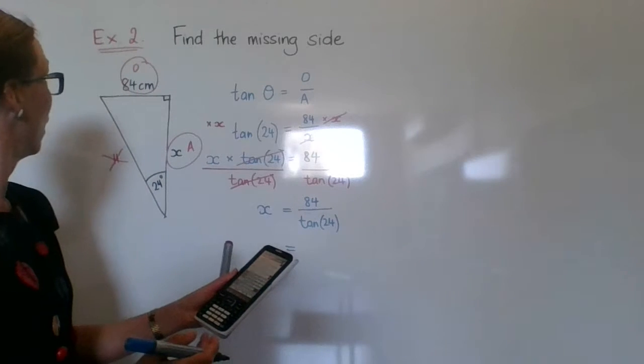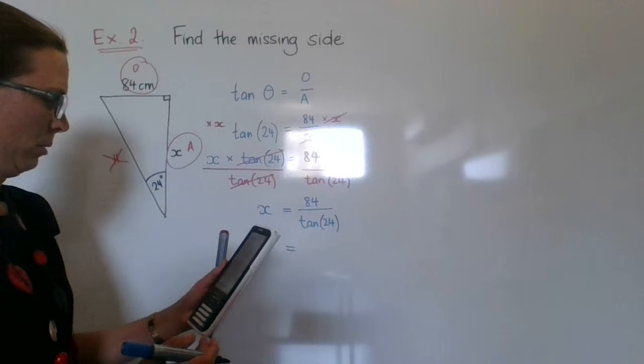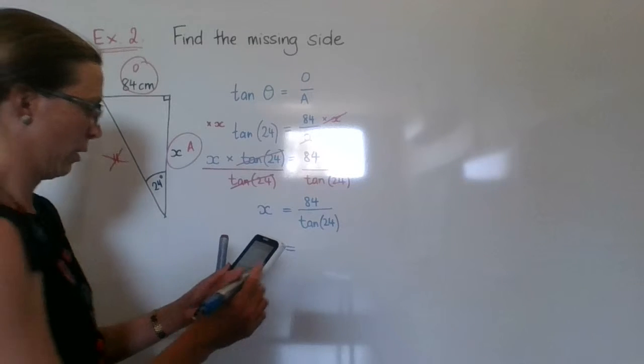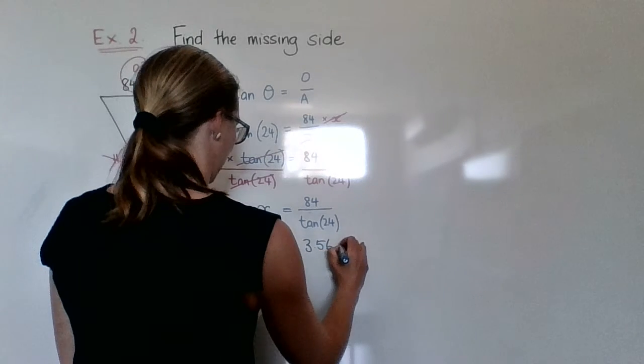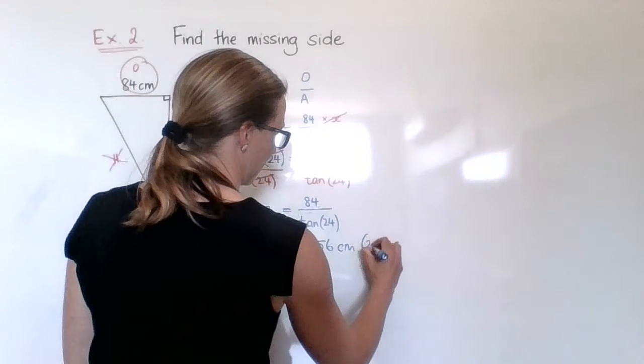So using a calculator to sort that out, I get 3.56 centimetres to 2 decimal places.